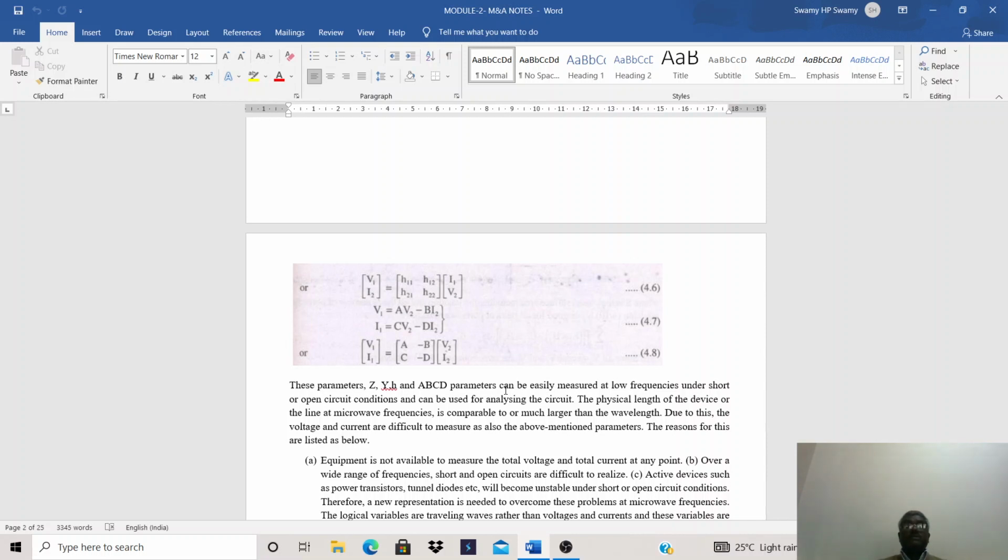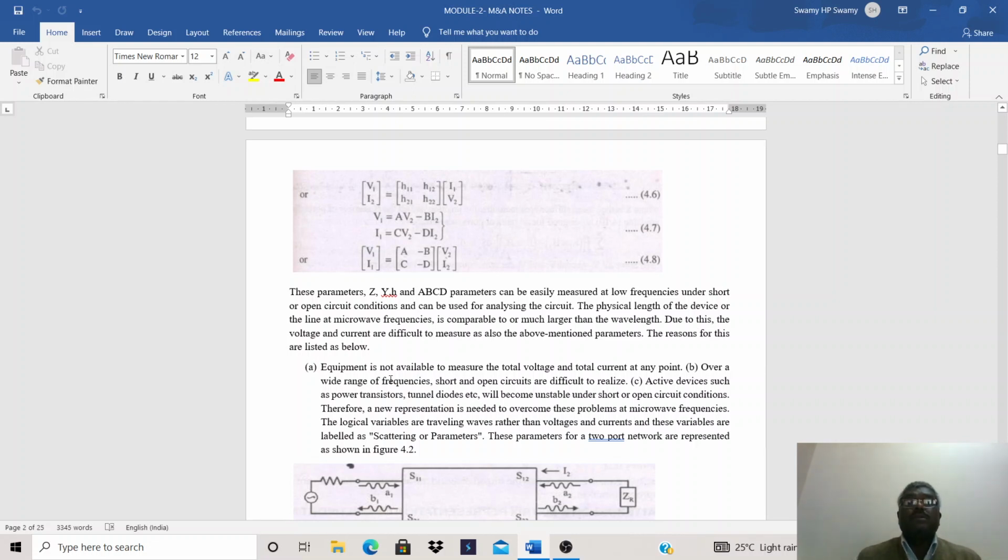The reasons for this are as follows. First, equipment is not available to measure the total voltage and total current at any point. Why is measuring these parameters difficult at microwave frequency? Second reason is that over a wide range of frequencies, short and open circuits are difficult to realize.